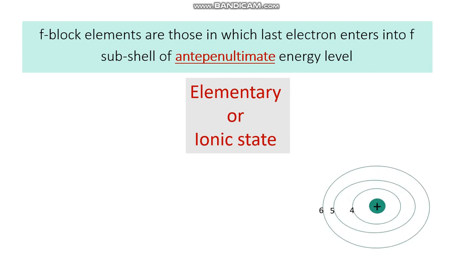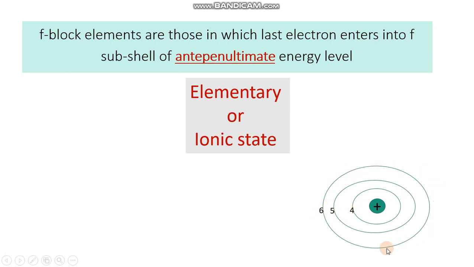Then what is the anti-penultimate shell? Consider this is the structure of an atom. In the center is the nucleus, and outside the nucleus there are shells. So three shells have been shown for simplicity, and three have been omitted for clarity in order to make things understandable. This is the fourth shell, fifth shell and sixth shell.